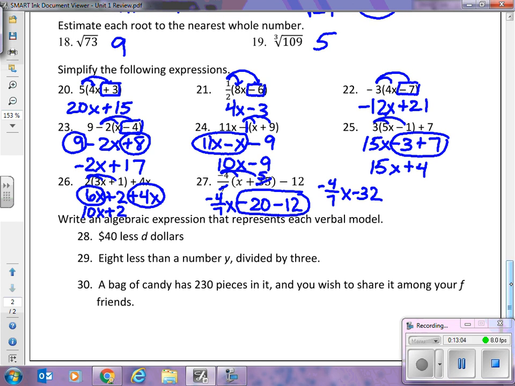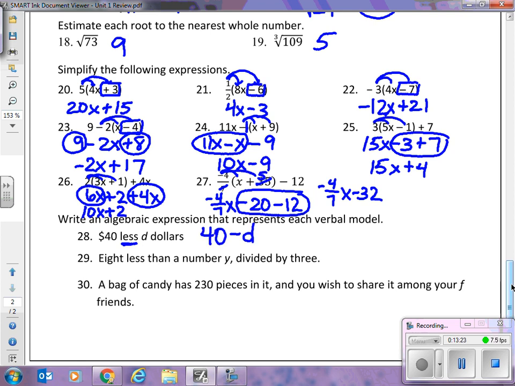All right, then the last 3 problems deal with translating, because that was the last topic we taught in this unit, and we want to make sure you understand what to do. Okay, when it says $40 less D dollars, that less without the than means subtract, but the order does not change. So it literally is 40 minus D.